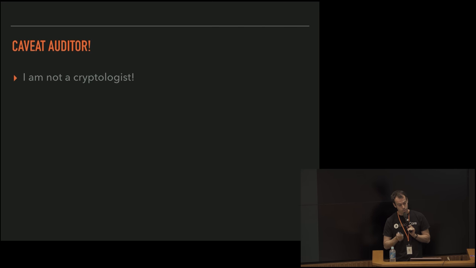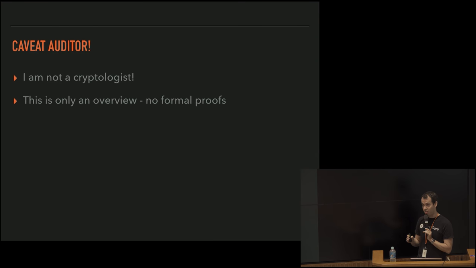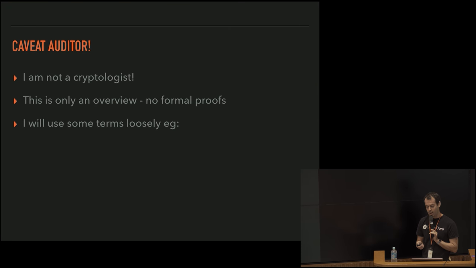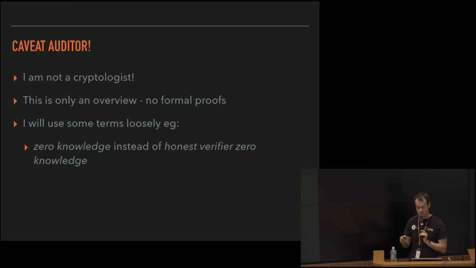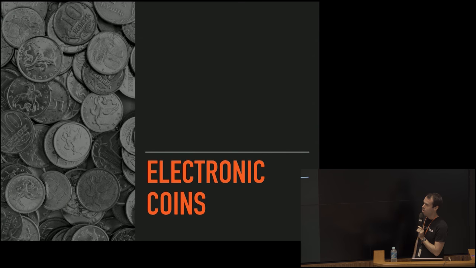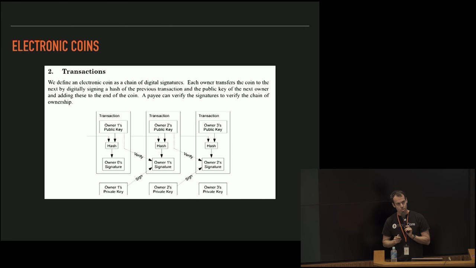Okay, so some warnings. I'm not a cryptologist. This is only an overview. There's not going to be any formal proofs. There's not going to be any code. There's not going to be many mathematical formulas. And I'm going to use some terms loosely. So any cryptologists in the room, I apologize. I'm going to say things like zero knowledge instead of honest verifier zero knowledge, and things like proof instead of argument.